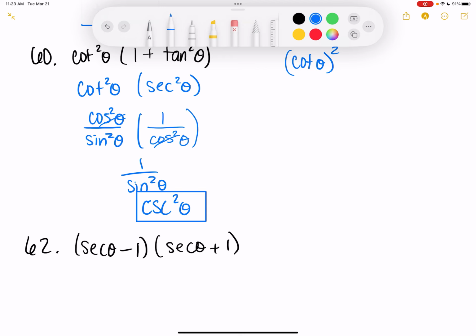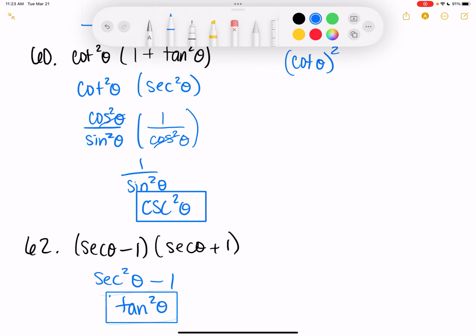Secant squared theta minus 1. That's tangent squared. Yep, so secant squared theta minus 1 would be tangent squared of theta, and you can just leave it like that. Okay, so that was just a manipulation of the Pythagorean identity.